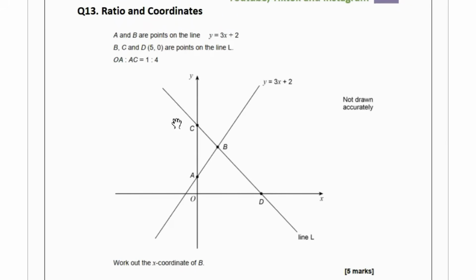So they've given us the line y equals 3x plus 2. A and B are points on this line. And B, C, and point D, which is (5, 0), are points on the line L. OA is to AC is 1 is to 4. We need to work out the x coordinate of B. This is (5, 0).